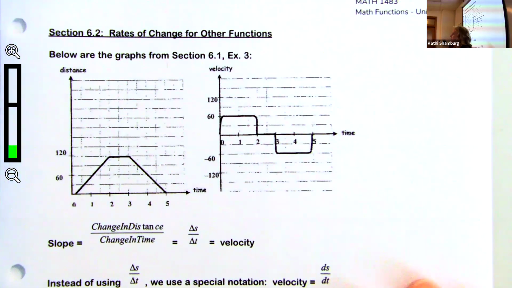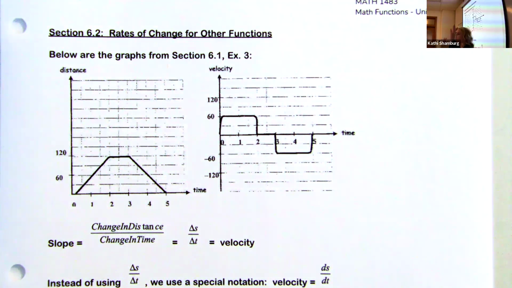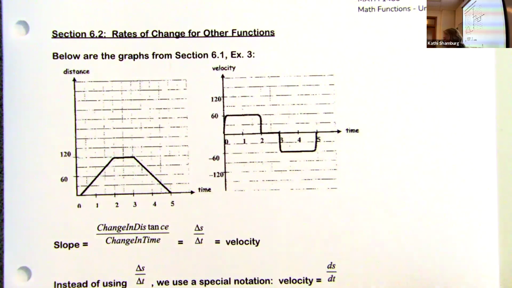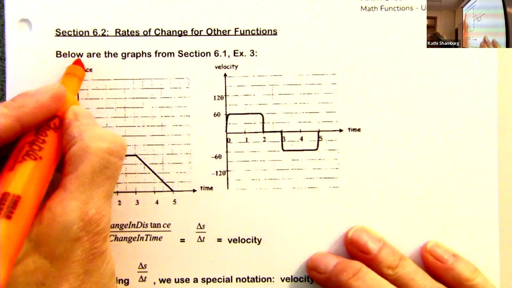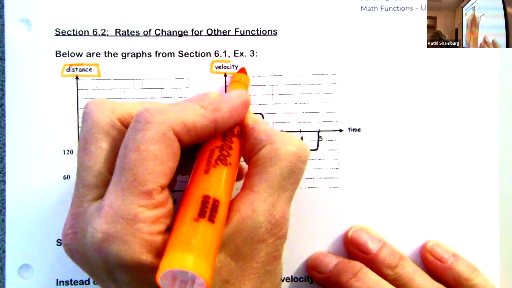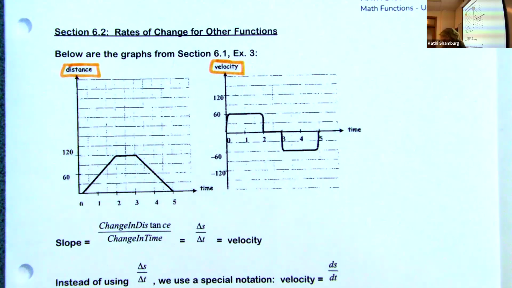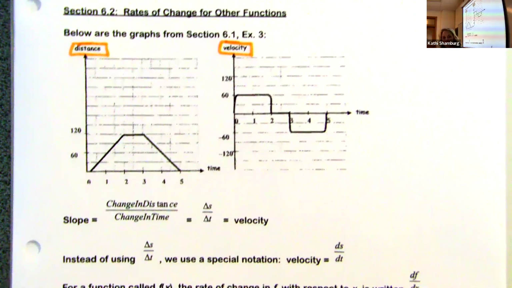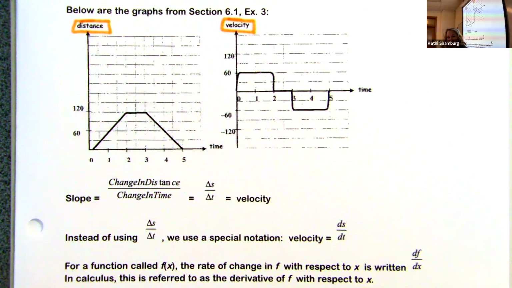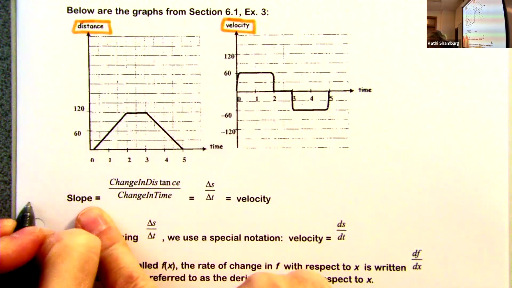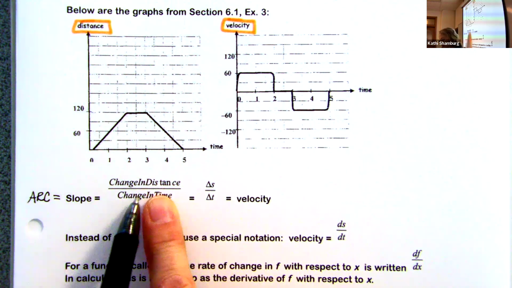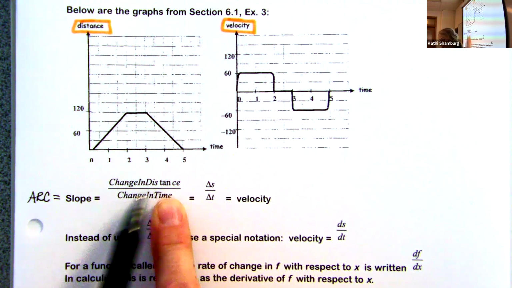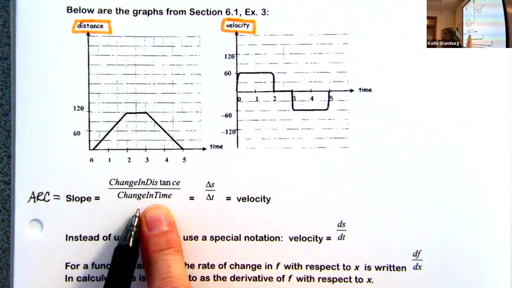Okay, 6.2, the last section of the semester. Hard to believe. All right, rates of change for other functions. So this is what we've been doing. You can see that it talks about distance and it talks about velocity. And again, velocity is your speed. If we also discuss slope, we know that's the same thing as average rate of change, and that is the change in the distance in relationship to the change in time.